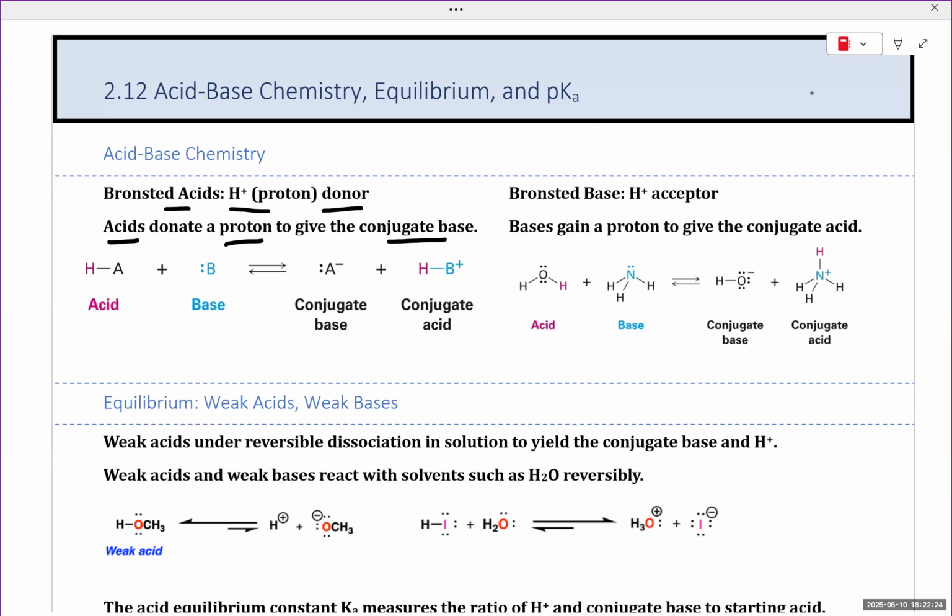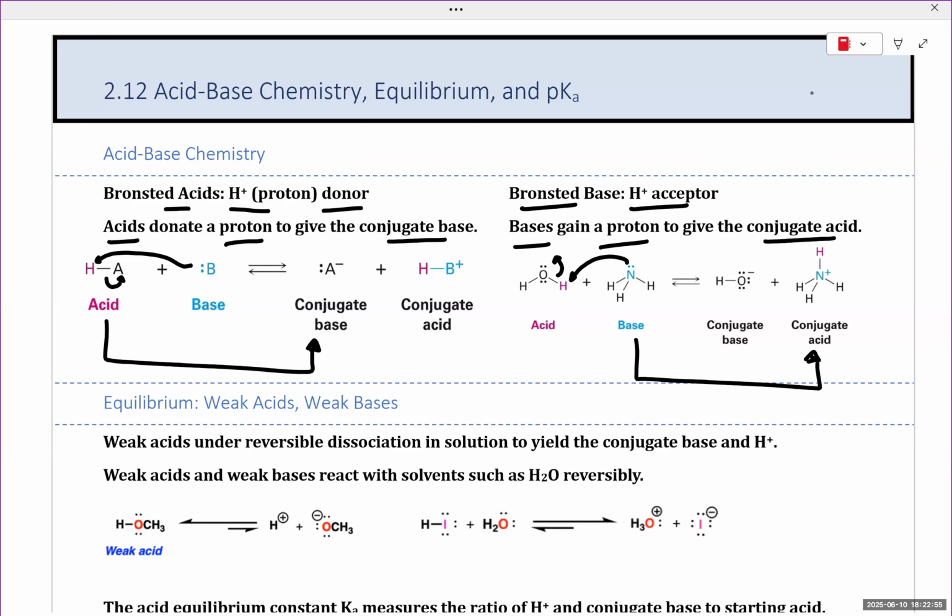Acids donate a proton to yield the conjugate base. So for example, in this case, this acid is donating a proton, and as a result, the acid gets converted to the conjugate base. A Bronsted base is a proton acceptor. Bases gain a proton to yield the conjugate acid. So for example, this base in this case accepts a proton from the acid and in turn gets converted to the conjugate acid.